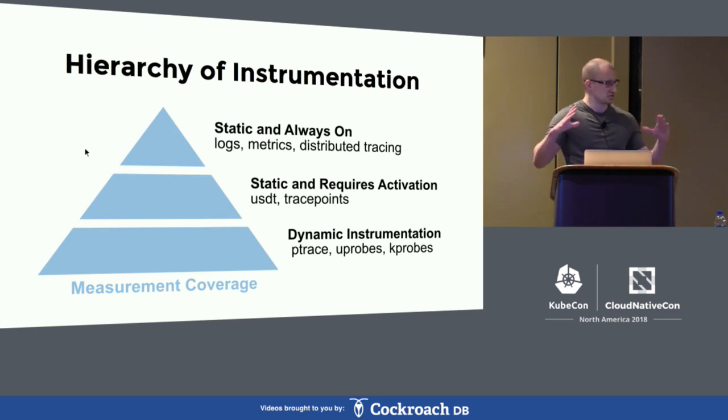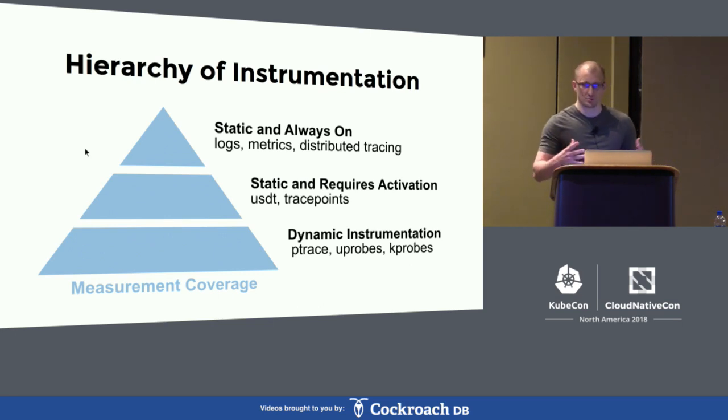To start off, I want to frame the discussion around the different types of instrumentation. I like to view these as a hierarchy. At the top of the hierarchy is static, always-on instrumentation. These are things like logs, metrics, distributed tracing, the three pillars, so to speak, of observability. There's an incredible amount of value that you can get out of these, but the problem is that you're paying the performance penalty at all times. So you can't cover every aspect of your system using these techniques. The performance penalty would be too high.